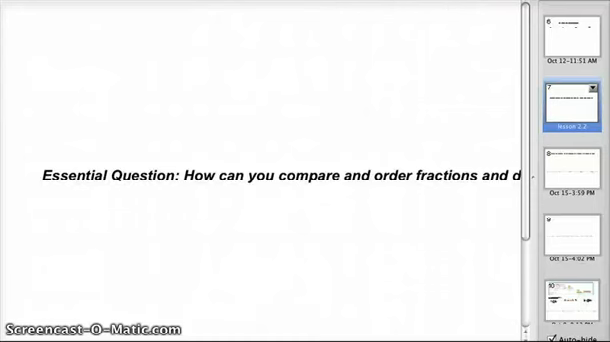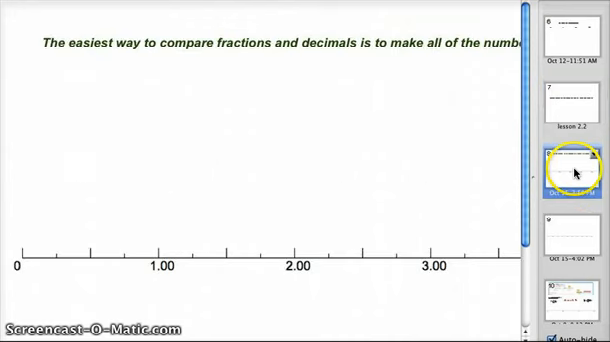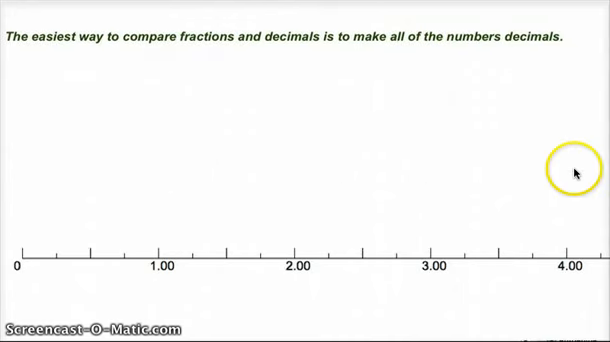Okay, how can you compare fractions and decimals? Compare and order fractions and decimals. The easiest way to do it is to make all of your numbers decimals. So let's say we have 4/5, 2/3, and 65/100. Okay, so to make any fraction a decimal, you divide the numerator by the denominator.